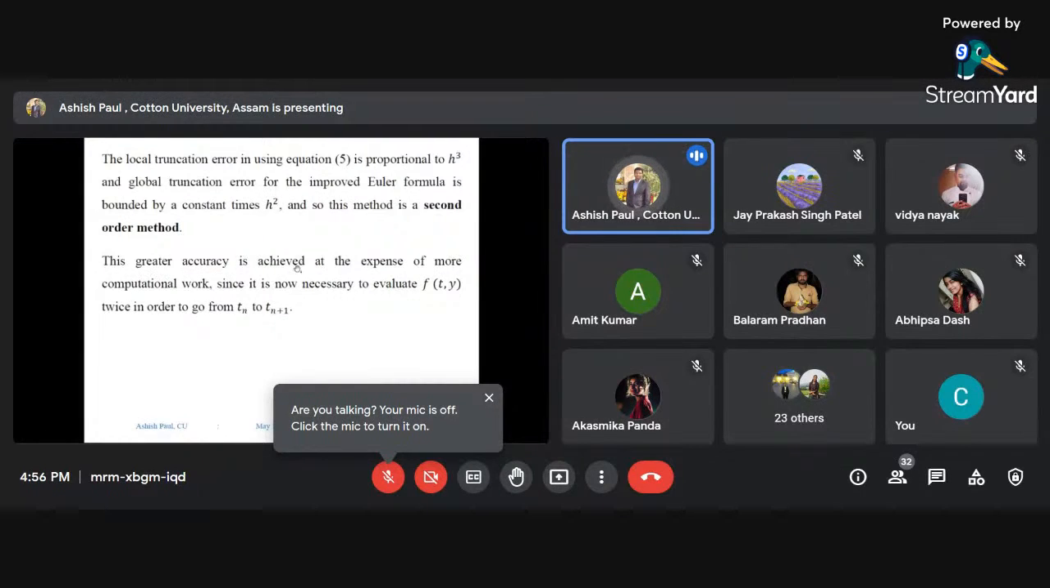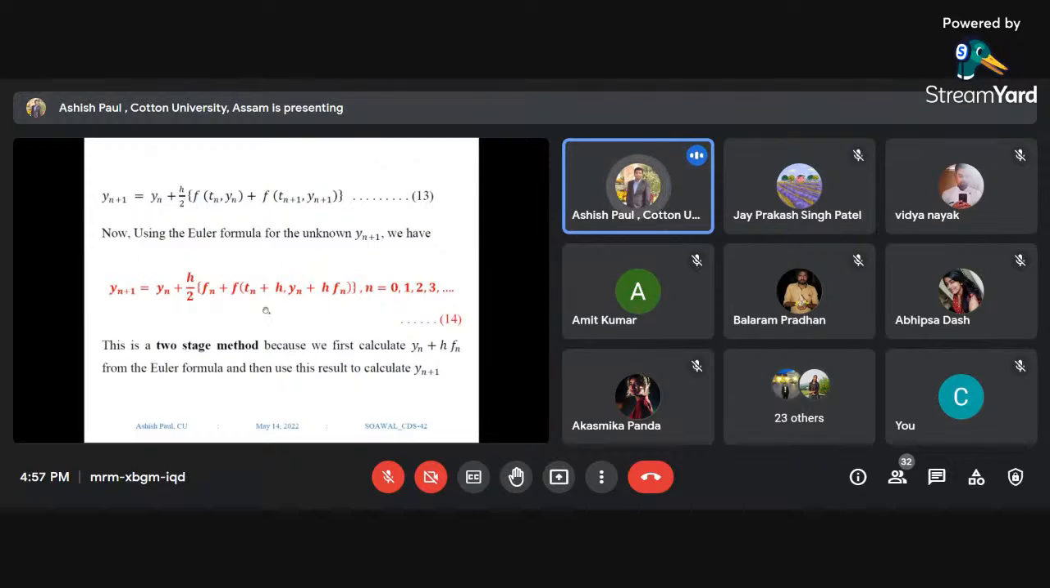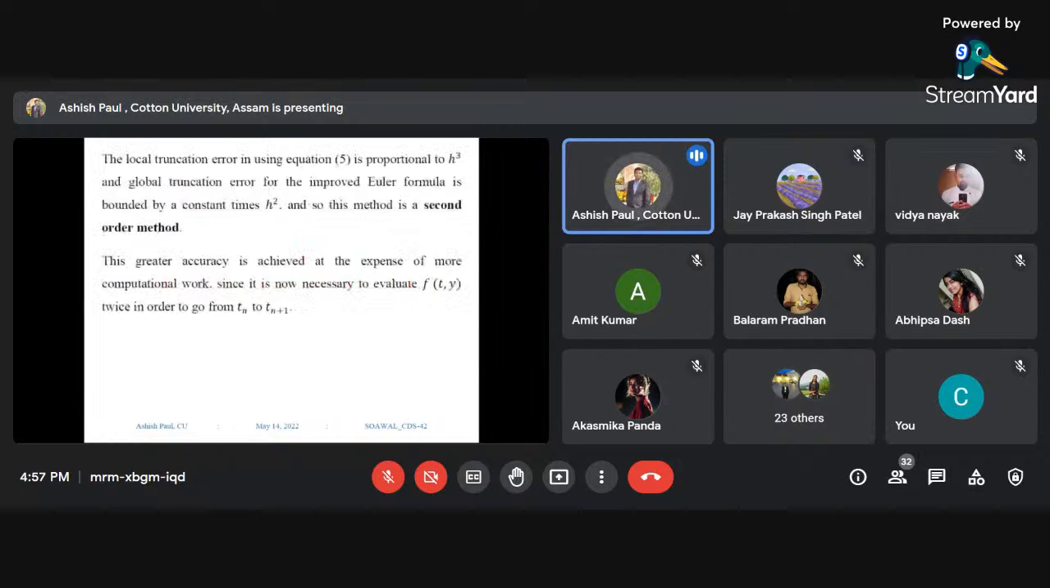This greater accuracy is achieved at the expense of more computational work, since it is now necessary to evaluate f twice in order to get the value from tn to tn plus 1. Just now I have mentioned, in this process we have to calculate this one once and this one another time. So we are computing twice, and that is why we are correcting our result or reducing our error.